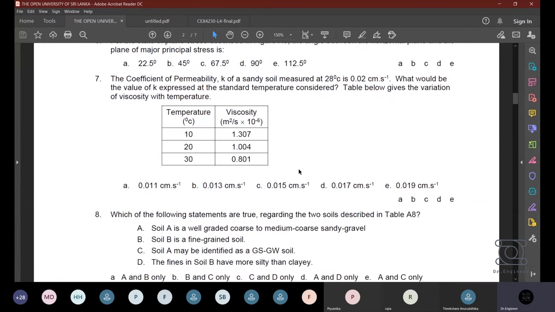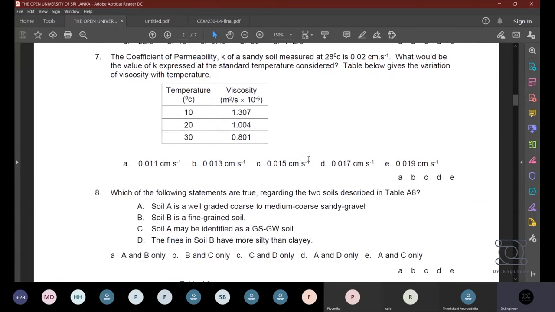The question number 7. The coefficient of permeability K of a sandy soil at 28 degrees Celsius is 0.02. What would be the value of K expressed at the standard temperature considered? The table below gives the variation of viscosity with temperature, right? What is the standard temperature? We know the standard temperature is 20 degrees Celsius, right? So they are asking the K at 20. K20 is the question, right? So we know K28, 0.02, but we don't know the viscosity at 28 degrees Celsius, right?